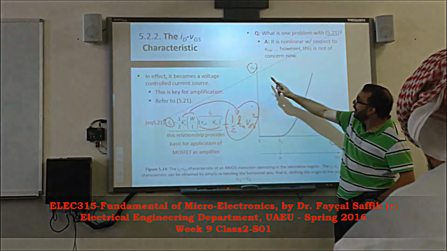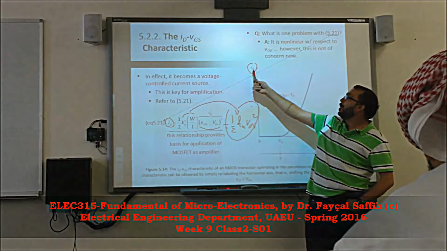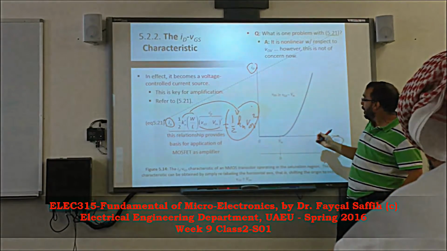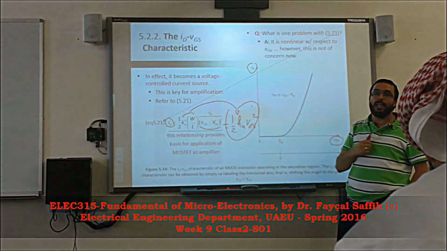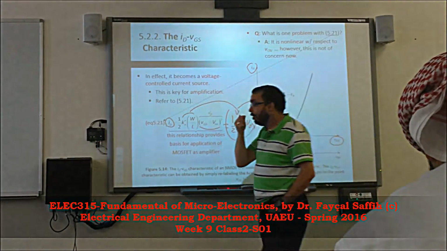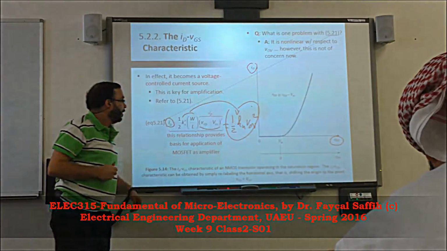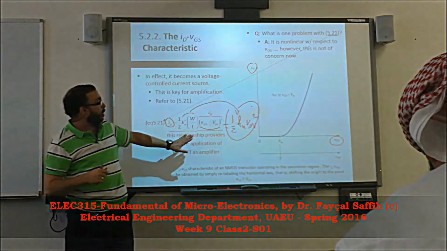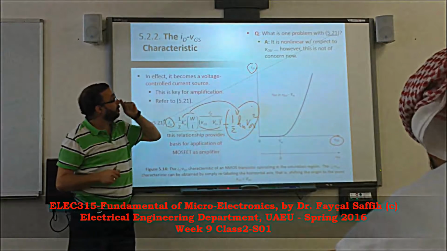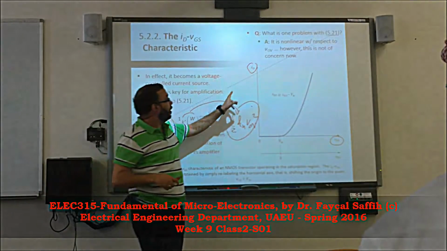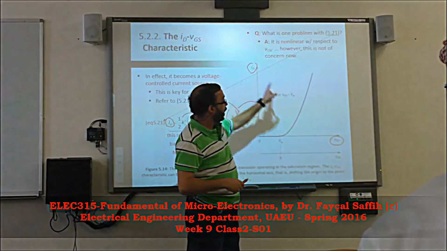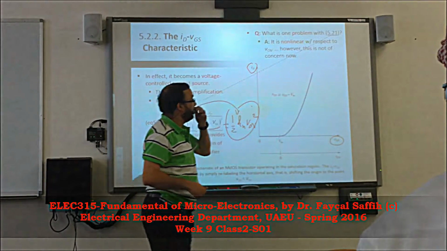So here, as you can see, the relationship between ID and VGS is quadratic. That means if I just increase VGS a little bit, my current will go really fast, higher and higher, very quickly. So this is what we need to take from this slide. And also, it's not linear. The relationship between ID and VGS is not linear.